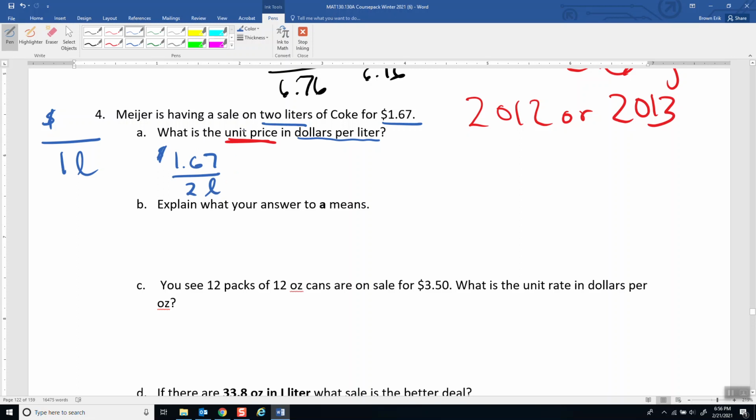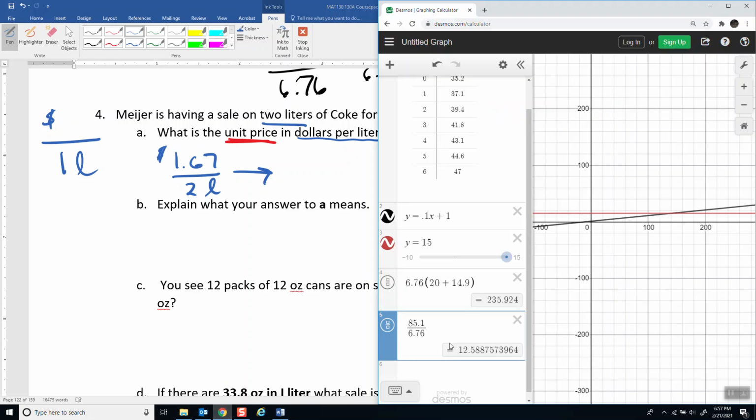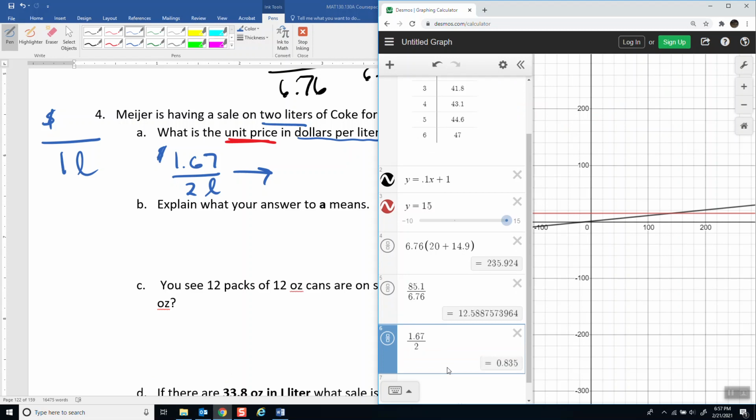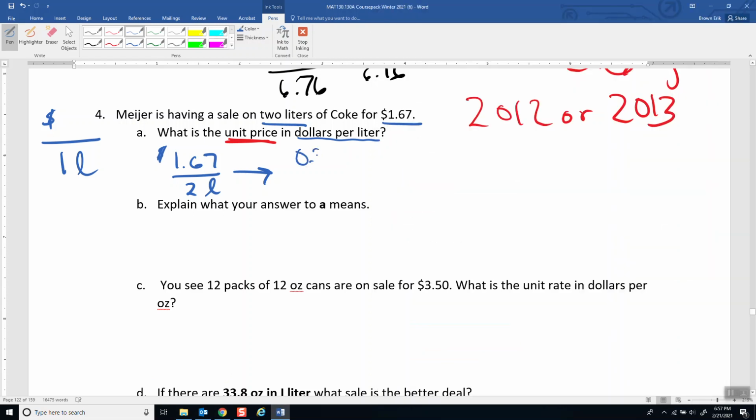To turn this into a unit price, all we have to do is do the division. So what is 1.67 divided by 2 equal to? Turns out that's a solid 0.835. Now we want to write this as a unit rate, so $0.835 per 1 liter. That's what it is. So what does this mean?